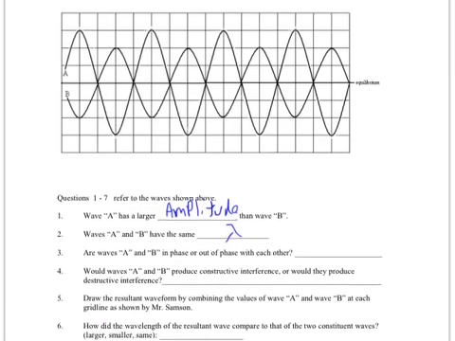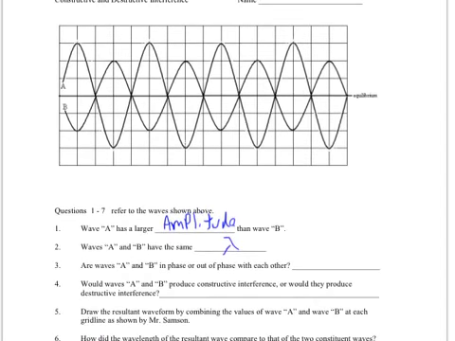Let's keep going here. Are waves A and B in phase or out of phase with each other? What you can tell is if they line up crest to crest, they're in phase. If they line up crest to trough, they're out of phase. So these ones here are out of phase with each other. Will they produce constructive or destructive interference?